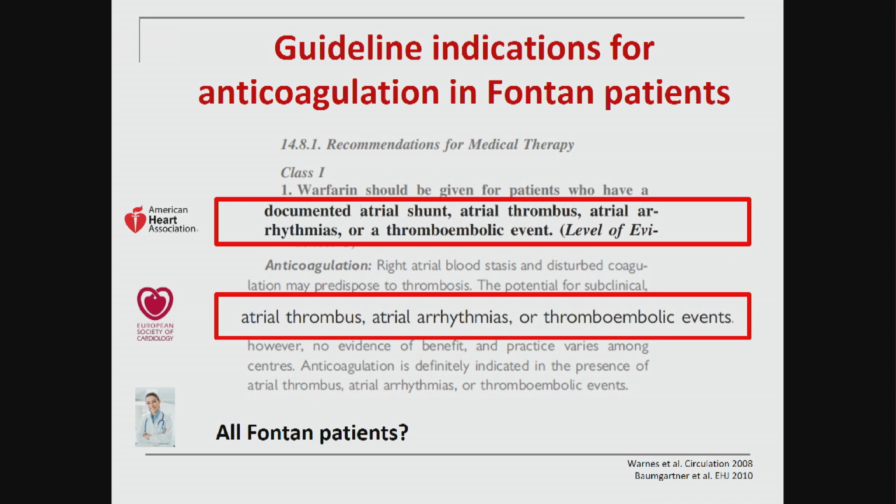So in order to prevent the devastating consequences of thromboembolism, the American guidelines have said that Fontan patients with documented atrial shunt, atrial thrombus, atrial arrhythmias, or prior thromboembolic events should all receive oral anticoagulants. And the 2010 European guidelines of Gooch have recommended similar indications, except for the exclusion of documented atrial shunt. And of course, in clinical practice, we also wonder whether all patients with Fontan circulation should go on anticoagulation or not. There are still ongoing discussions on this indication.